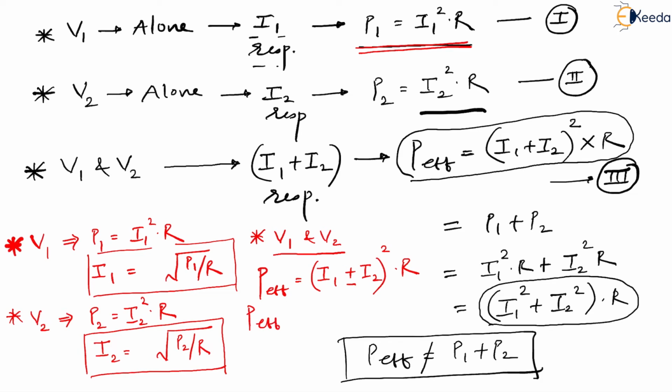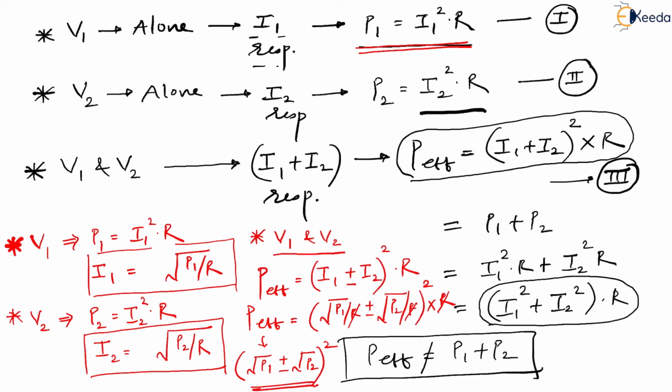Now let me put their values. P effective is, okay, what is I1 value? It is under root of P1 by R plus minus under root of P2 by R, the whole square multiplied by R. And here this R gets cancelled with this outermost R, and what is remaining, guys? P effective. It is simply under root of P1 plus minus under root of P2 and whole square. This is what the P effective is. So P effective is not P1 plus minus P2, guys. It is under root of P1 plus minus under root of P2 whole square.